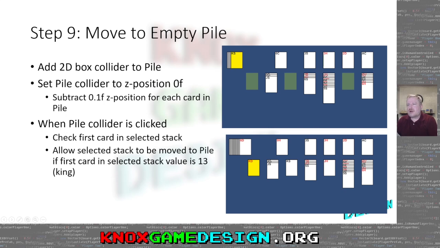When the pile collider is clicked, you want to check the first card, the top card in the selected stack, and if that card has a value of 13, if it is a king, then you're going to move all the cards in the selected stack over to that empty pile.